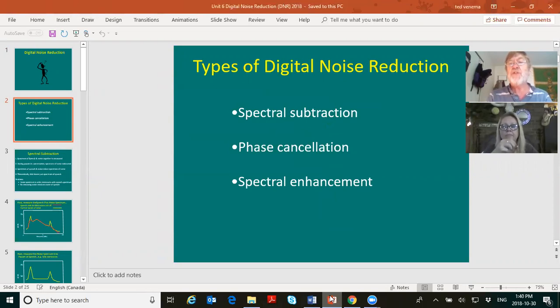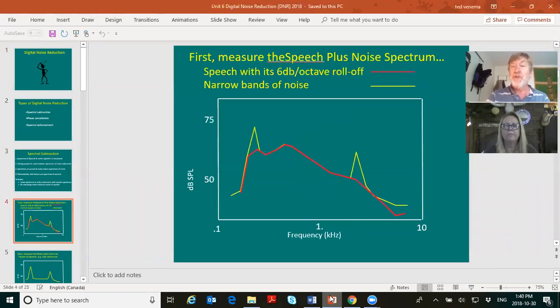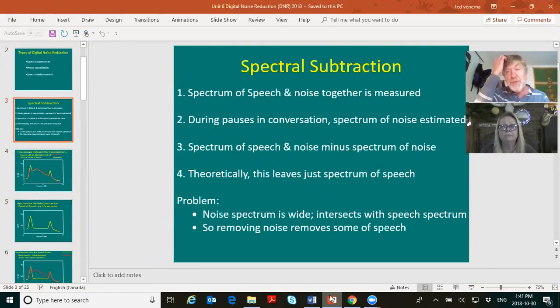Well, let's look at spectral subtraction first and why we don't use it. How come it doesn't work? Here's the spectral subtraction method, and the idea behind it is pretty smart. You measure sound in a noisy environment. So let's say you're in a noisy cafeteria, and you're trying to talk. Someone's measuring the spectrum of the speech and the noise together.